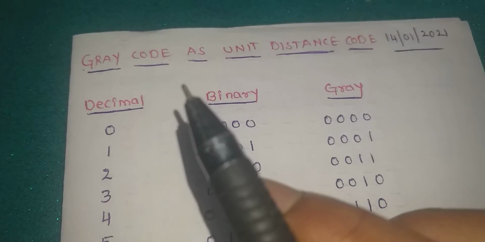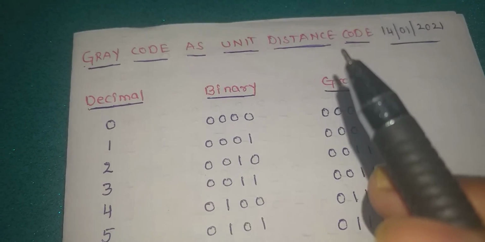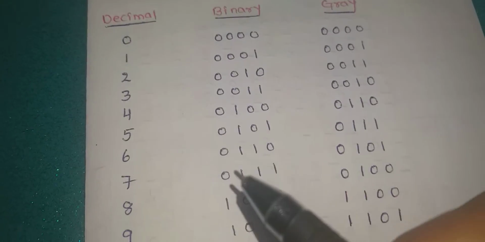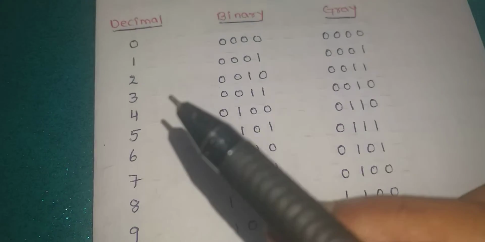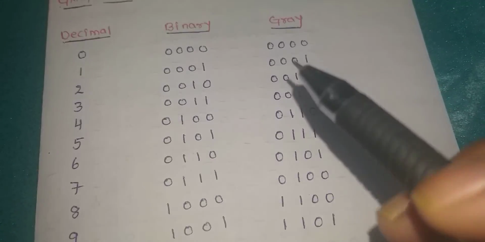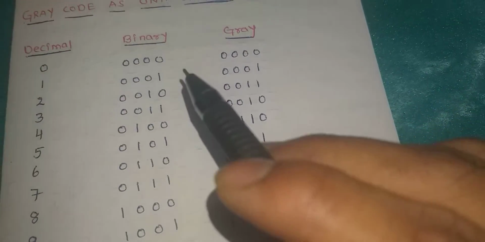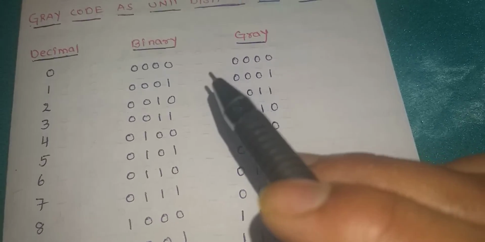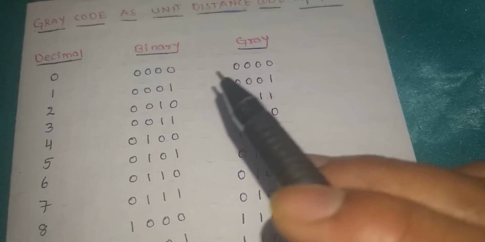Now if you look at why the gray code is called a unit distance code, for this I have taken the decimal numbers 0 to 9 and their equivalent binary numbers in 4-bit, and also the gray code for each binary. That means I have done binary to gray code conversion. We have seen the binary to gray code conversion in the last class.